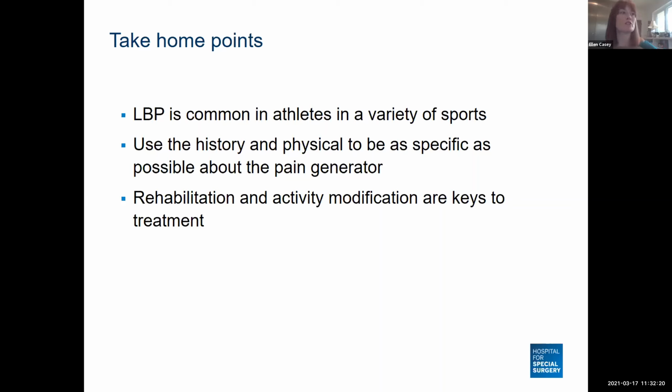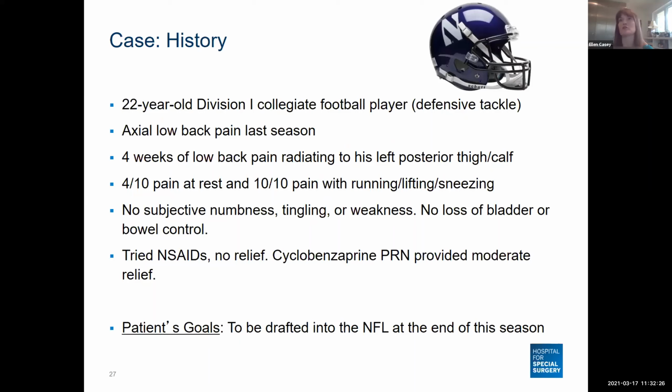So what I wanted to do is just use a specific case to highlight these more general concepts and how this might look when you're seeing athletes in clinic. This is a case that now is from a couple years ago when I was working in Chicago, but it highlights a couple themes pretty well. So I think it's worth going through.